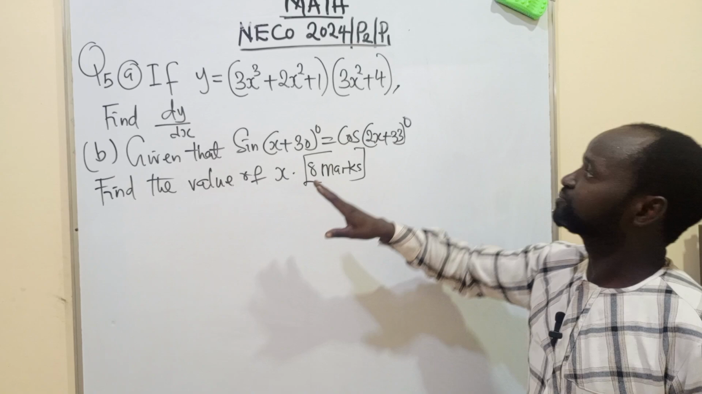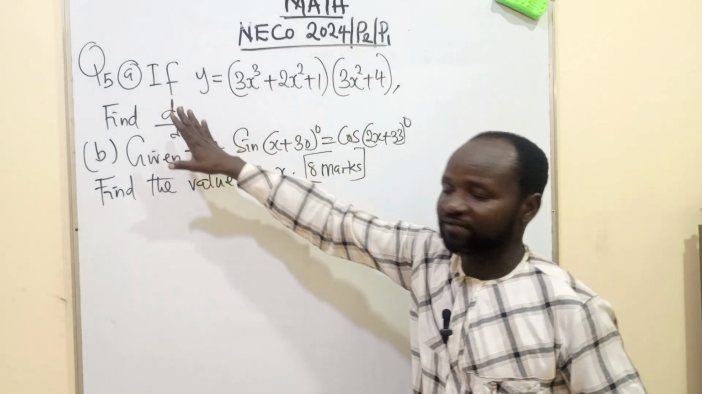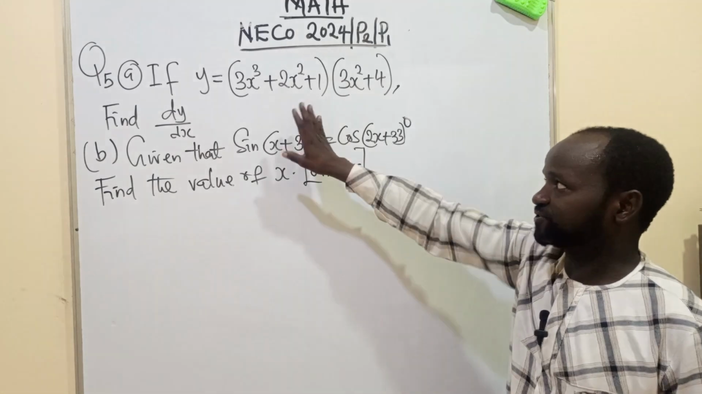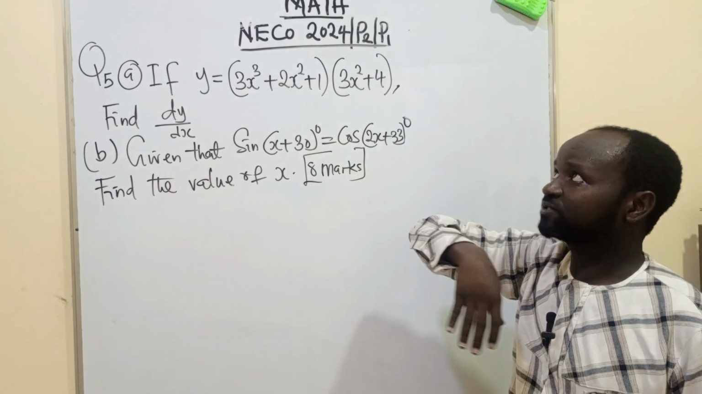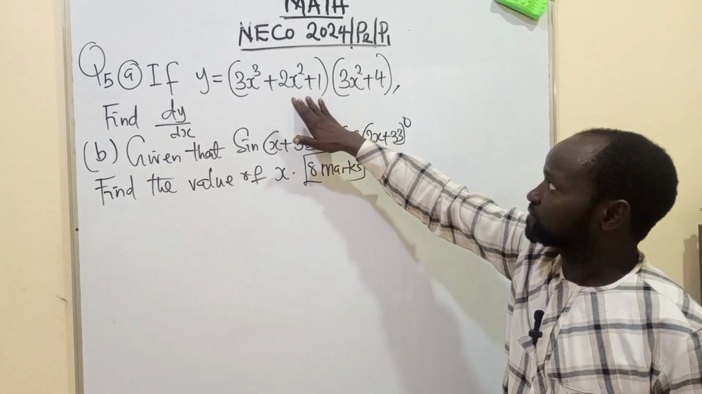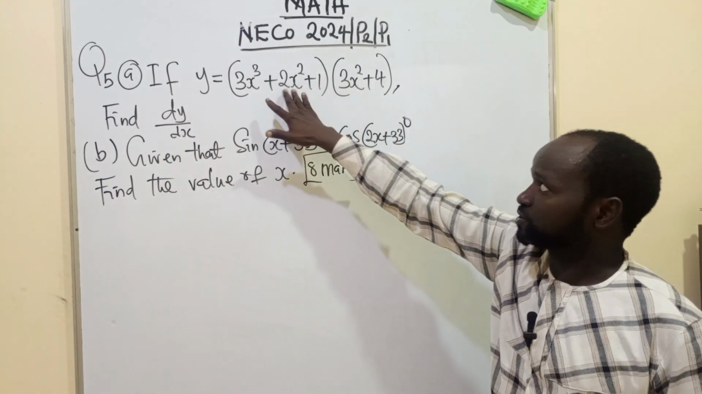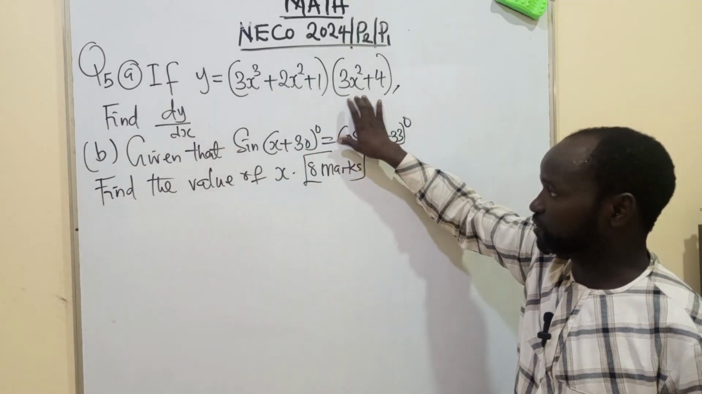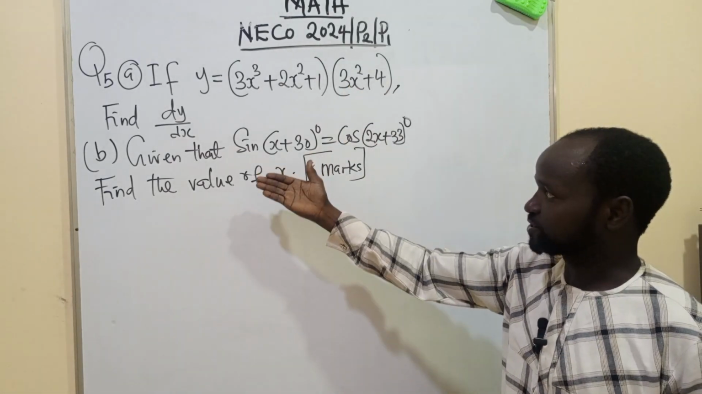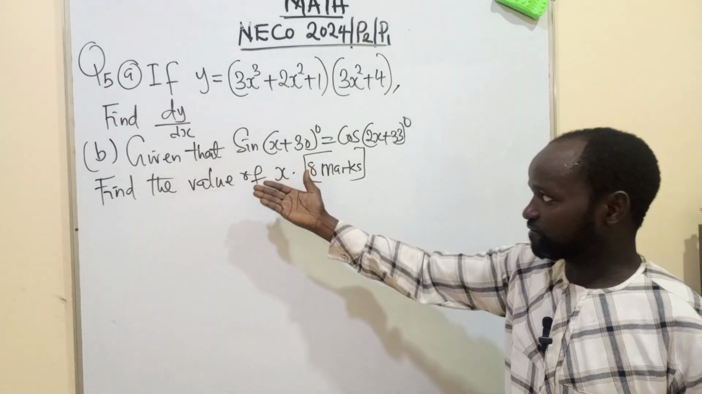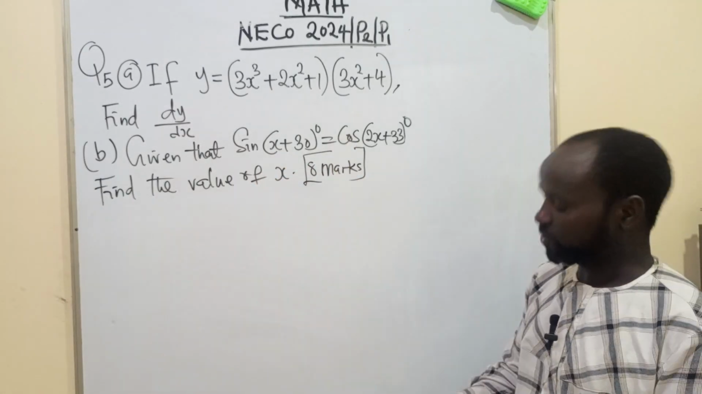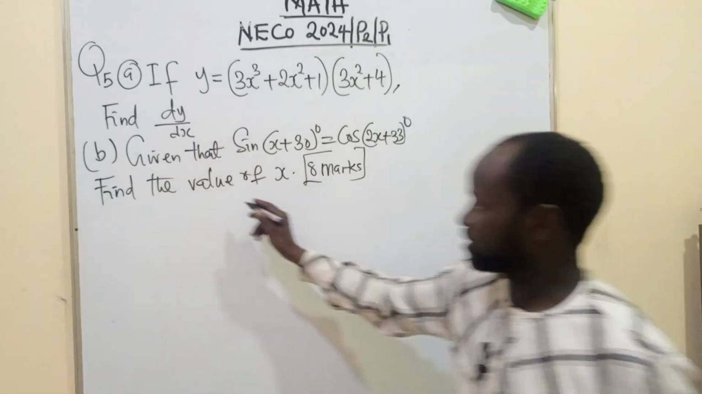First thing to do is to identify the question. 5a is from which topic? Of course, this is from differentiation, and we have different rules of differentiation. Based on this, we'll apply the product rule here because this bracket is multiplying the other bracket. Question B is an equation involving trigonometric ratios or trigonometric identities. So let's look at how we can solve this. Let's write down the solution.